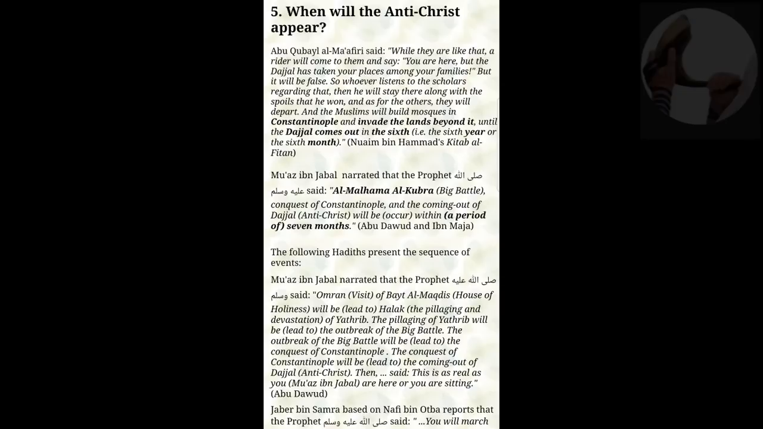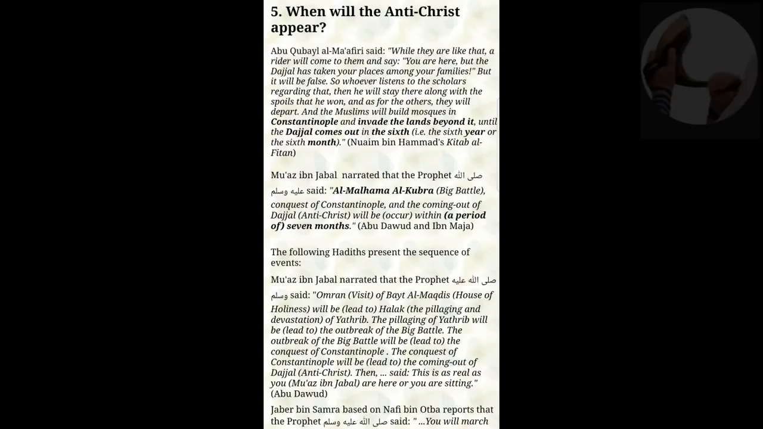Al-Malhama al-Kubra, the big battle, that's the Red Horse War, conquest of Constantinople, and the coming out of the Dajjal, the Antichrist, will occur within a period of 7 months. So the Imam Mahdi arrives on the 10th of Muharram, which is I think the 18th of August. And Yeshua will arrive on the 1st of Elul, which I think is the 27th to the 28th of August 2022. So if the Malhama Al Kubra happens around 7 months before the emergence of Yeshua, that will bring us to the end of January. So according to them, the Malhama Al Kubra will take place anytime from the end of January.